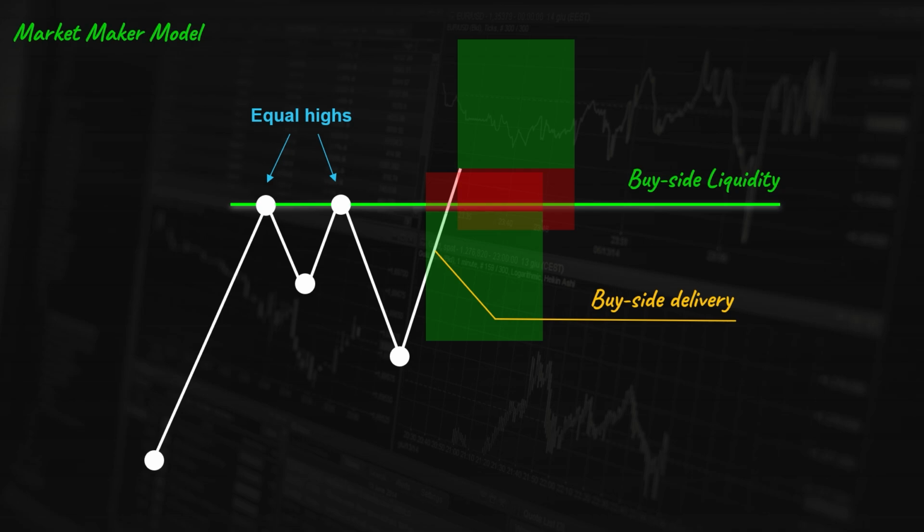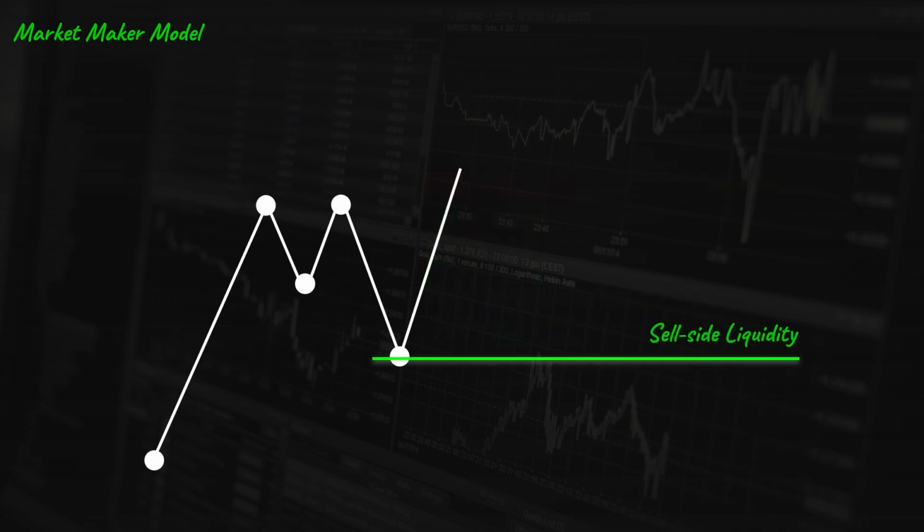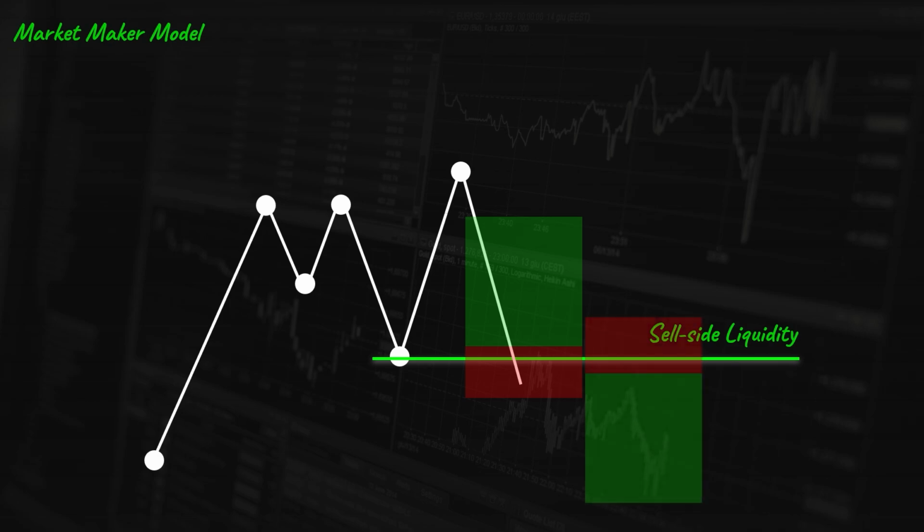Now let's apply the same concept to the bearish scenario. Liquidity below a low or a group of lows represents sell-side liquidity. Like in the bullish scenario, when the price approaches this level, bullish traders will go long, or they will protect their previously open long positions. On the other hand, breakout traders will go short if the price breaks through this level.